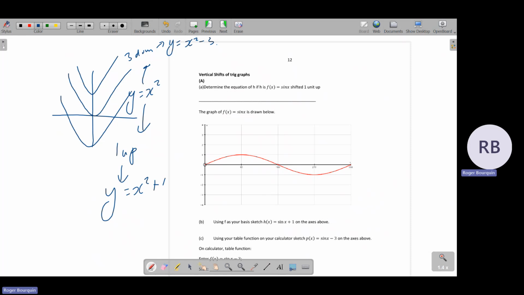So if you took f of x is equal to sine x and shifted it 1 up, what's it going to become? They said give it the name h. They've drawn sine x for you. So without using your calculator, go draw the graph of sine x plus 1. What do you simply have to do? Take your main points on sine x and move them 1 unit up.